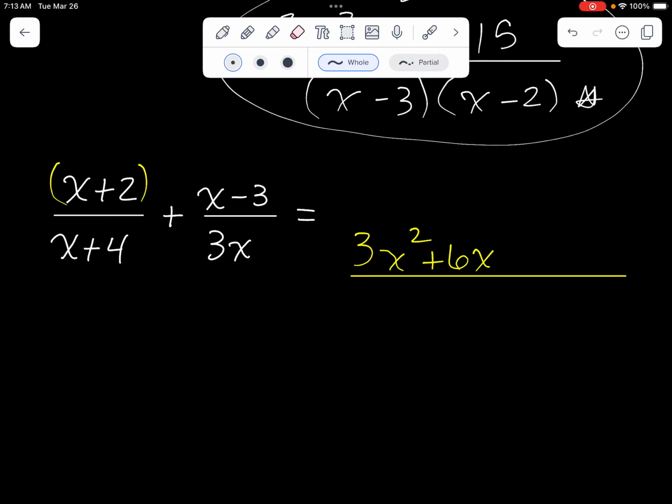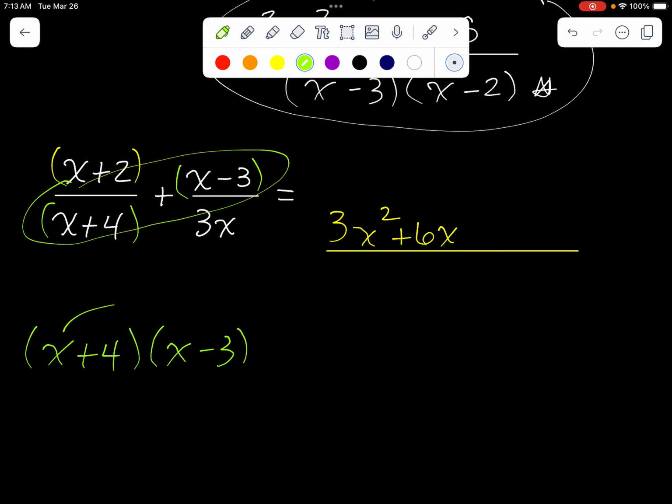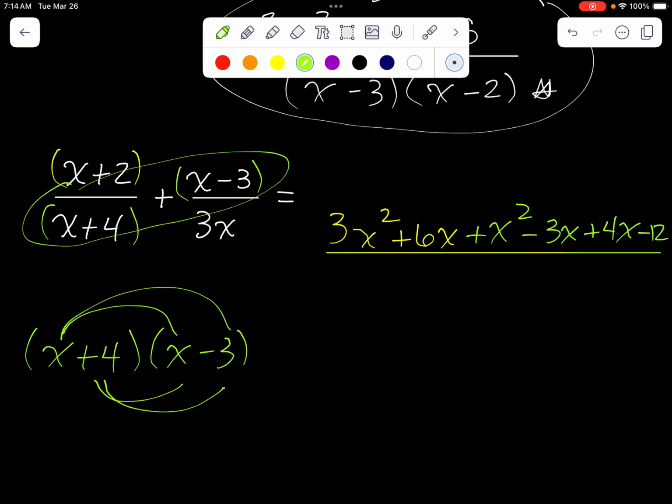Now what we want to do is cross distribute here, right? So we're going to have to do the FOIL method. That means off to the side you're going to have x plus 4 times x minus 3, because we're cross distributing right here. So we're going to do the FOIL method. X times x is x squared, it's positive. Multiply the outside. X times negative 3 is negative 3x. Multiply here on the inside. 4 times x is positive 4x. And one more time, 4 times negative 3 is negative 12. I'm running out of space, so we'll try to squeeze that in right here. There we go. Extend our top part of the fraction.